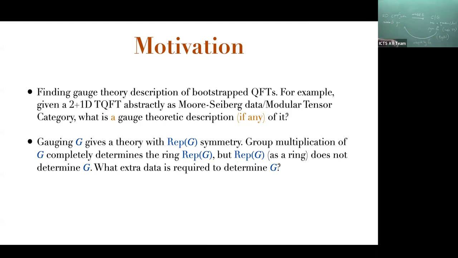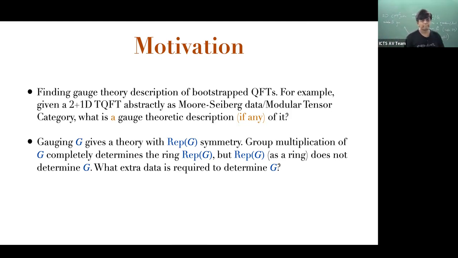But suppose someone hands you Rep G as a ring, we cannot fix G as a group. We will see some examples. There are examples of two distinct groups for which Rep G is the same. So we cannot fix the group from Rep G. So the question is, what extra data do we need to fix the group? So that's another motivation.